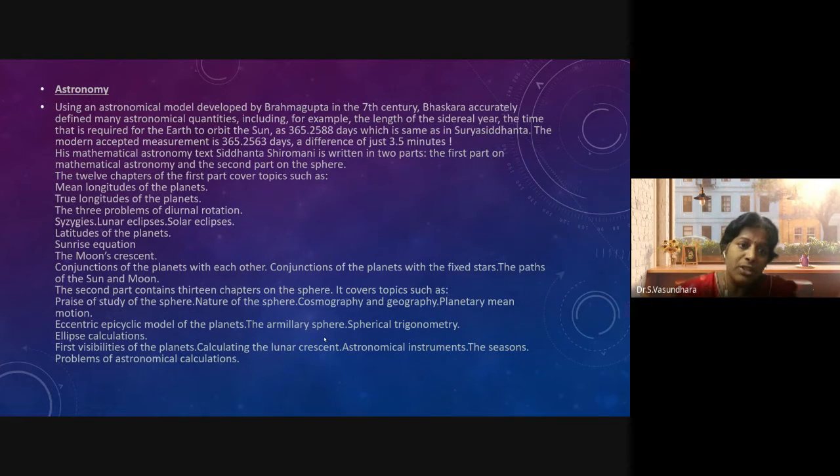And his contributions to astronomy. So, using an astronomical model developed by Brahmagupta in the 7th century, Bhaskara accurately defined many astronomical quantities, including the length of the sidereal year, the time that is required for the Earth to orbit the Sun, as 365.2588 days, which is the same as in Surya Siddhanta. The modern accepted measurement is 365.2563 days, a difference of just 3.5 minutes.